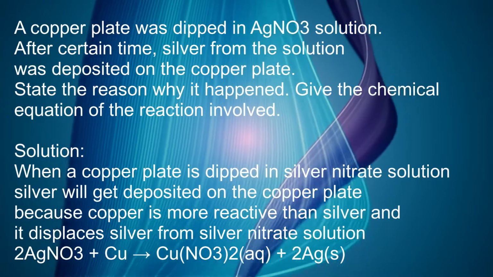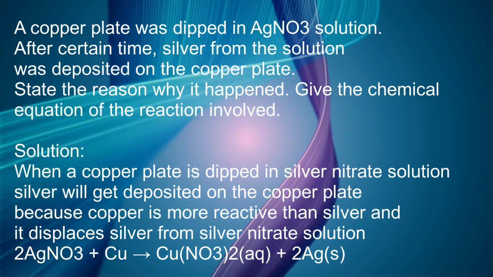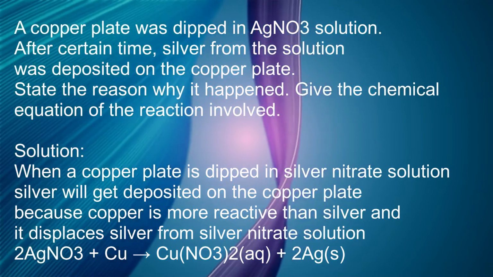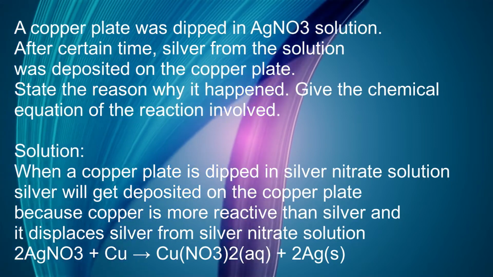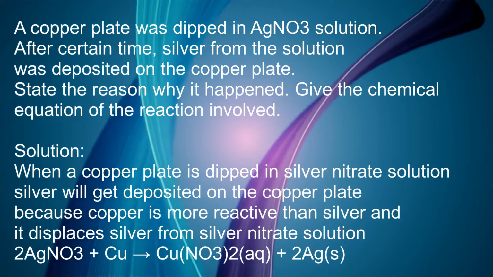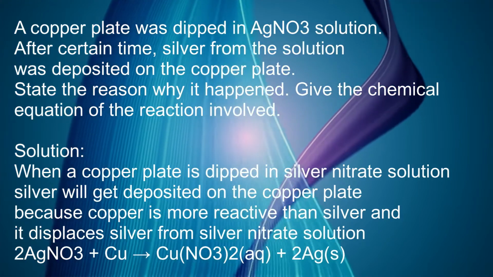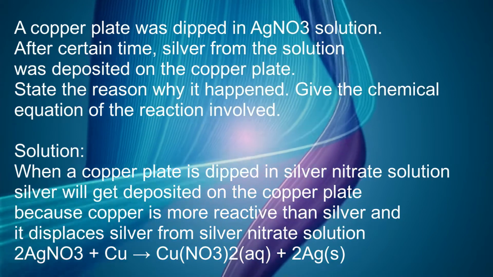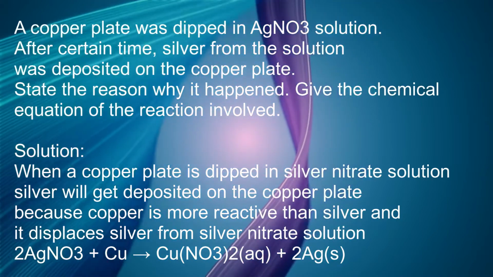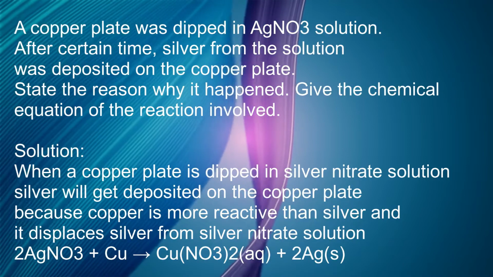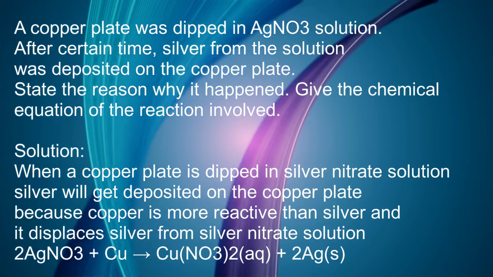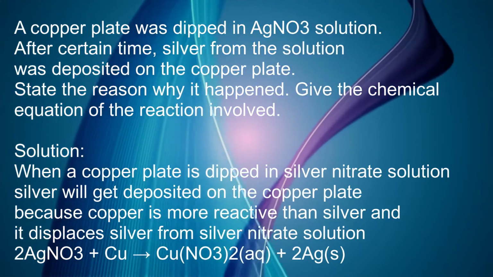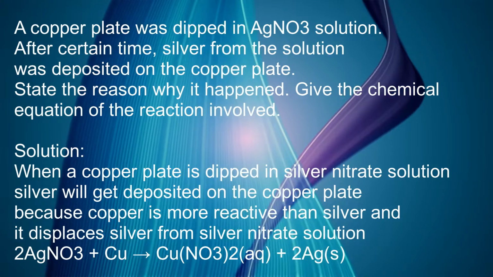A copper plate was dipped in AgNO3 solution. After certain time, silver from the solution was deposited on the copper plate. State the reason why it happened. Give the chemical equation of the reaction involved. Solution: when a copper plate is dipped in silver nitrate solution, silver will get deposited on the copper plate because copper is more reactive than silver and it displaces silver from silver nitrate solution. 2AgNO3 + Cu gives Cu(NO3)2 (aqueous solution) + 2Ag (solid).